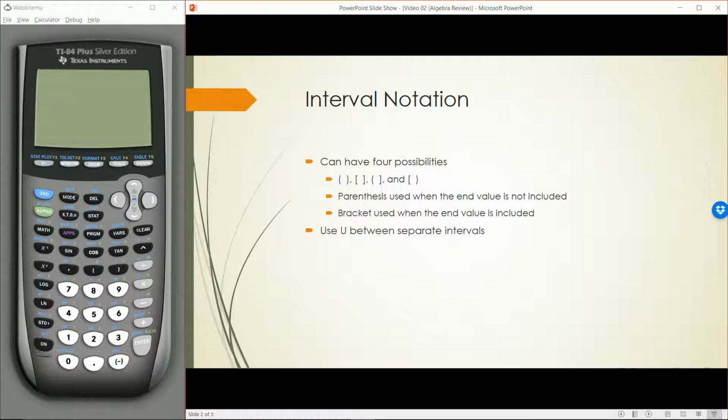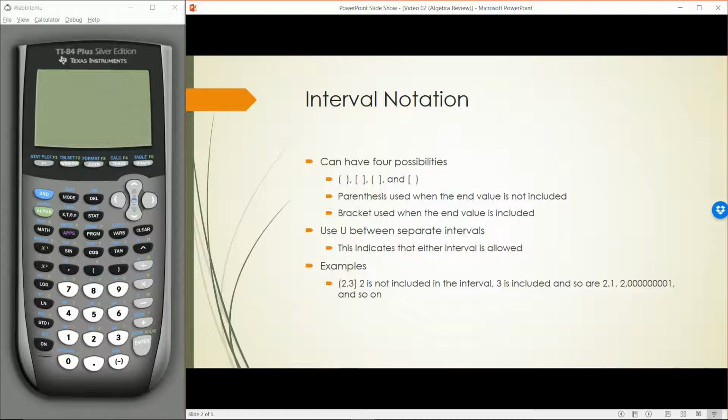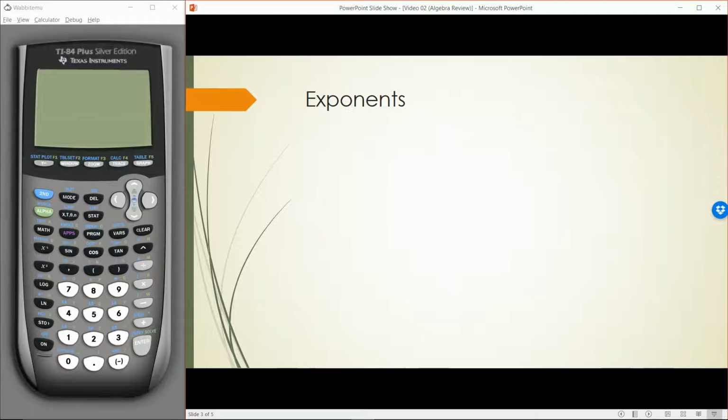Now, if you have multiple intervals, so say you're allowed to go from 2 to 4 or 6 to 8, you want to put a union, which is denoted by a big U, between them, which means you can go from one interval or the other interval. Again, either is allowed. Now here's a couple examples. If we have parentheses 2, 3 bracket, 2 is not included, but 3 is. We also have 2.1, 2.0000001, so on. You can put as many zeros there as you want. Any number, as long as it is bigger than 2, is included, but 2 itself is not.